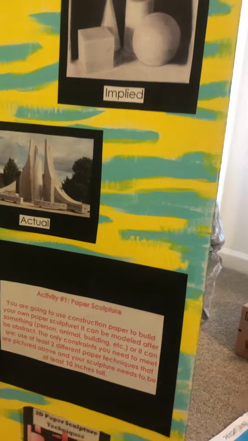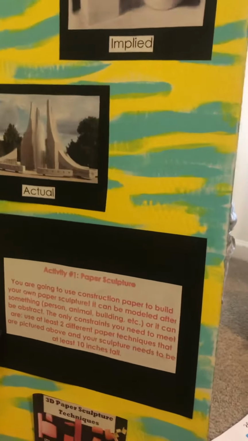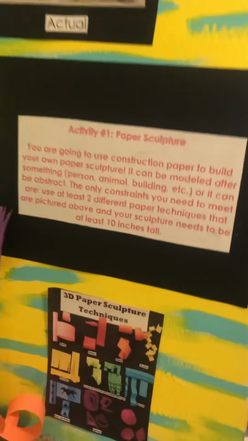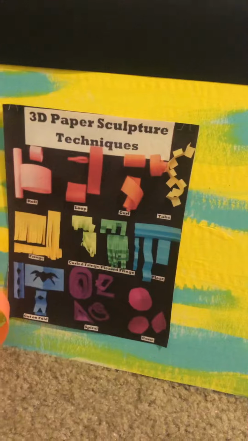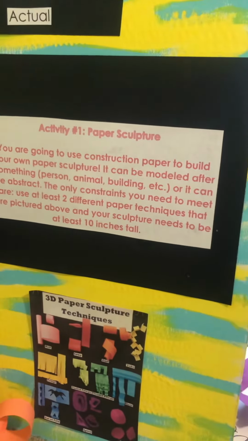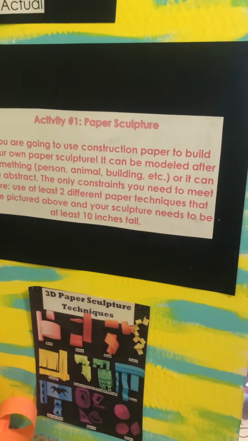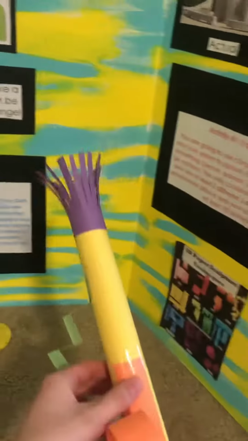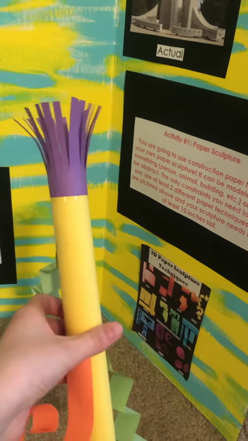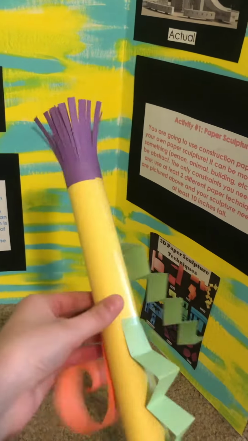And for my activity, I decided to do a paper sculpture where students had to use at least two of these different techniques down here to create their own sculpture, and they could model it after something like an animal or a sculpture that they have in their home, or it could be abstract. So my example is this here. So I used 3 different paper techniques, but again, the students only had to use 2.